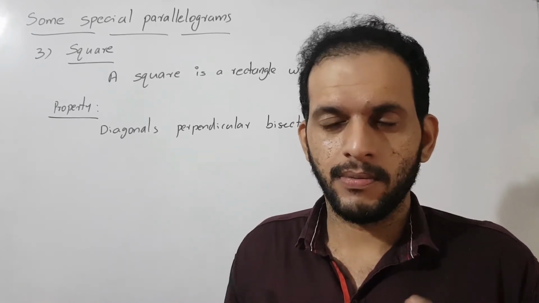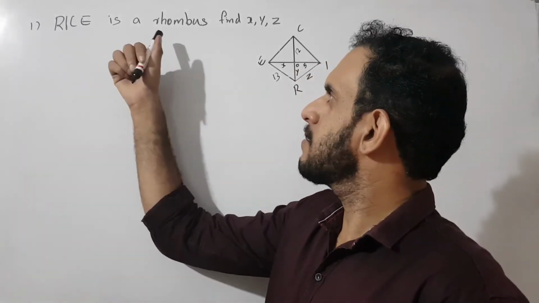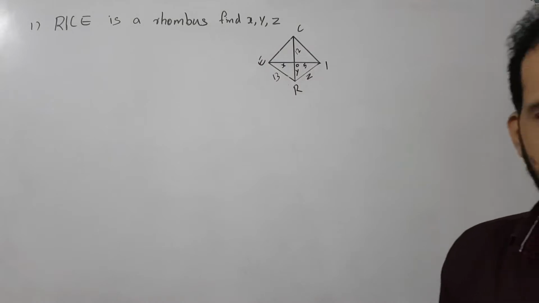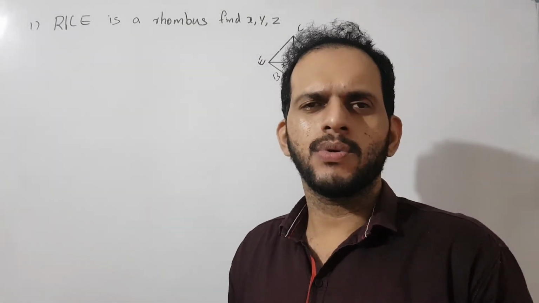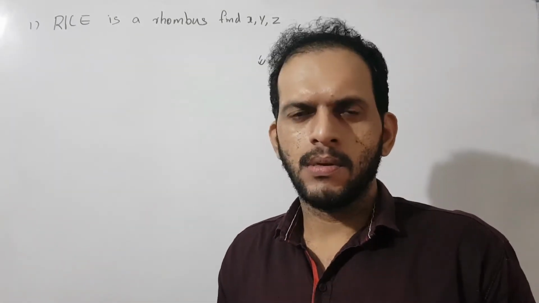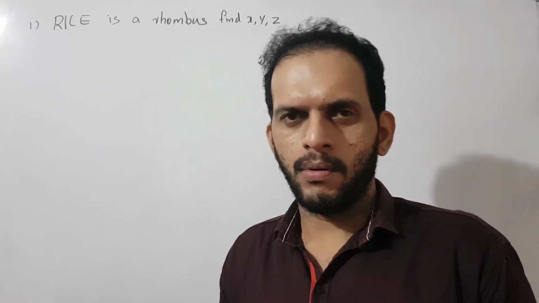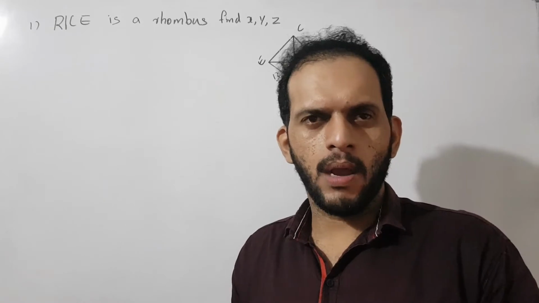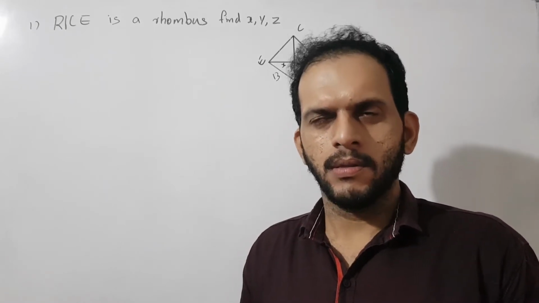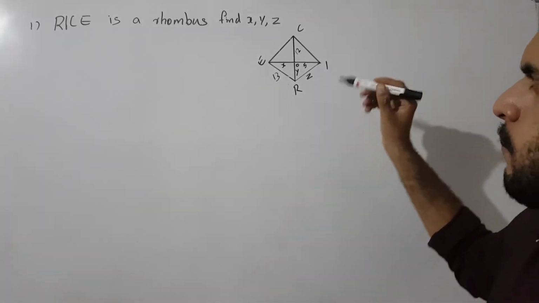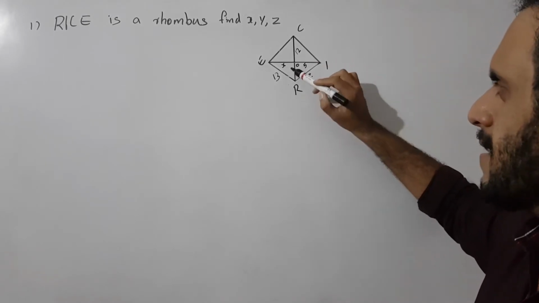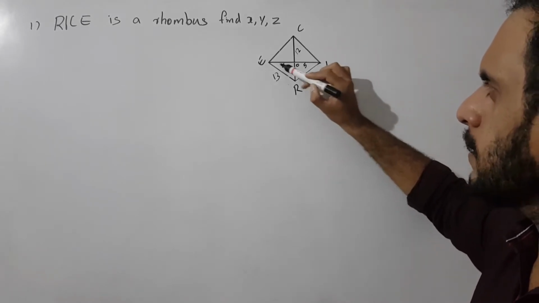It's very important. The question is given: it is a rhombus. Then find x, y, z. That is the question. It is given in the question that it is a rhombus. A rhombus is a parallelogram. Correct? So it satisfies all the properties of a parallelogram and a rhombus. Clear? Then what do we need to find? We need to find the values of x, y and z. x and y are marked on the diagonals.